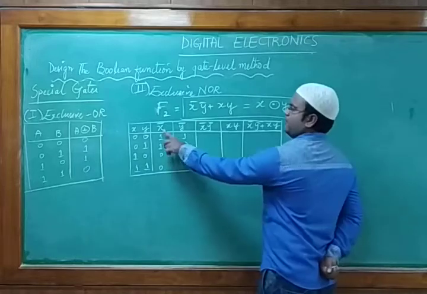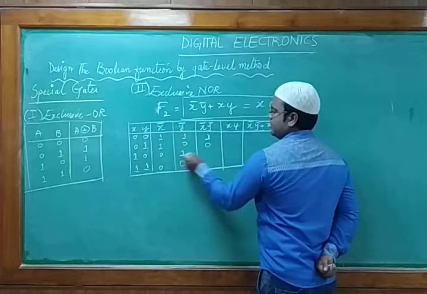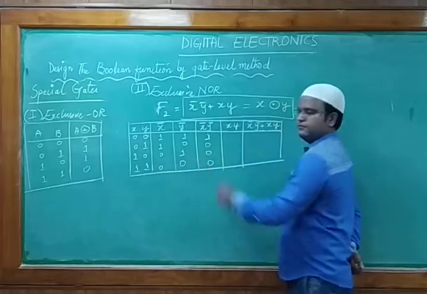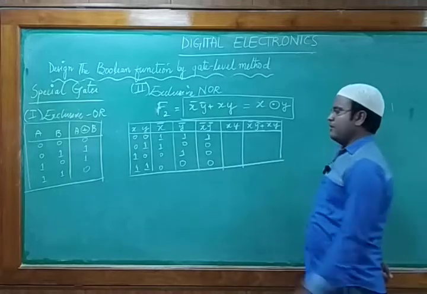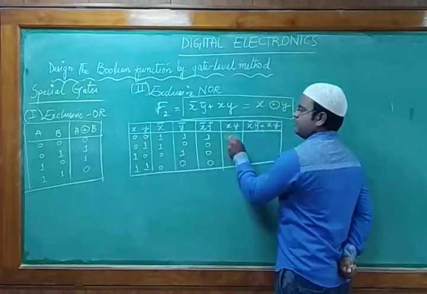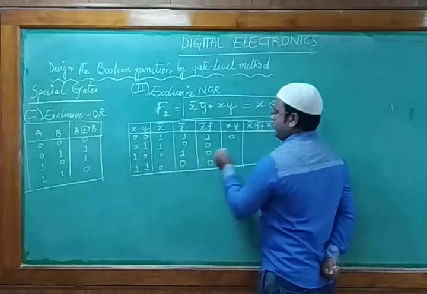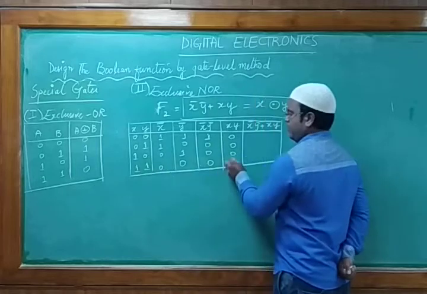Next thing, we need to multiply x bar with y bar. So x bar multiplied with y bar, 1 into 1 will be 1. 1 into 0 will be 0. This is also 0. This also 0. Because multiplication means both are high, then only output is high. Go with x and y. What is x and y? 0 into 0 will be 0. 0 into 1 will be 0. Again, 1 into 0 will be 0. 1 into 1 will be 1.